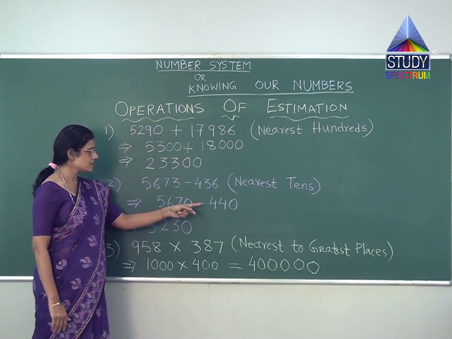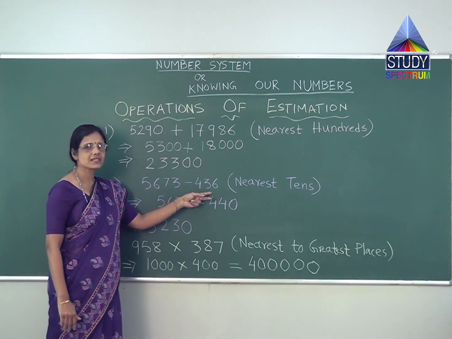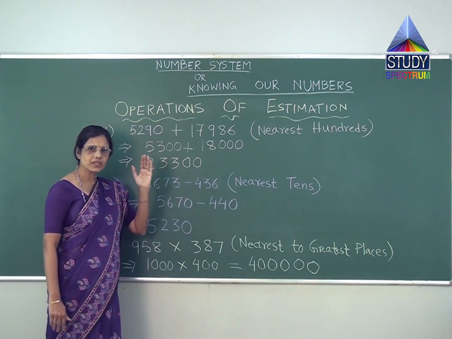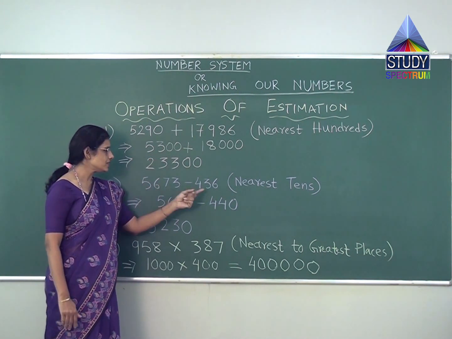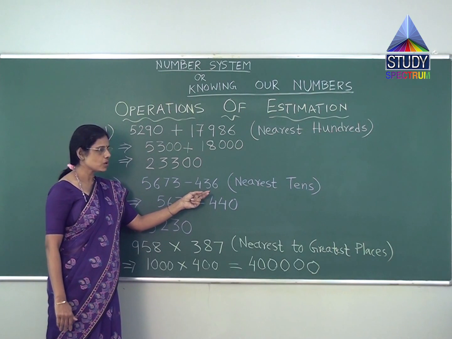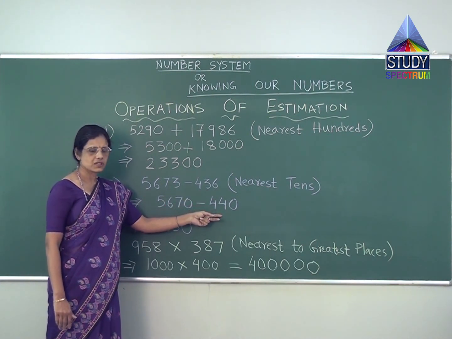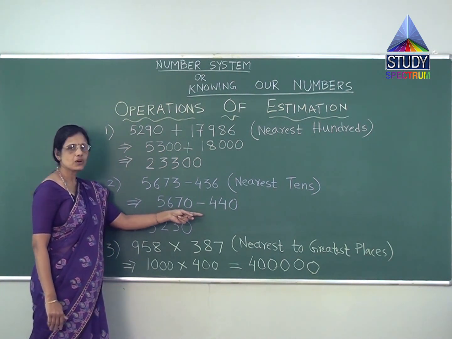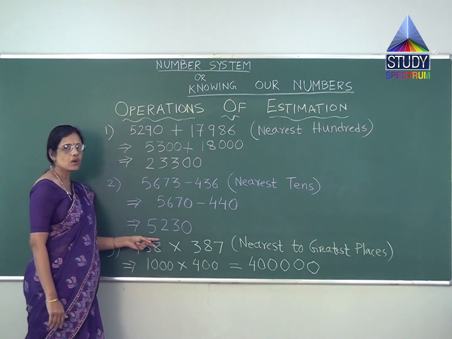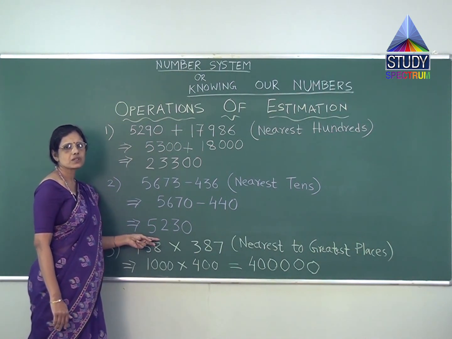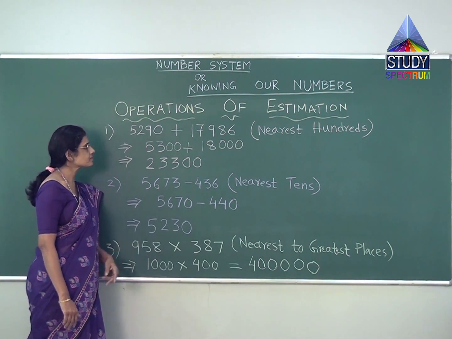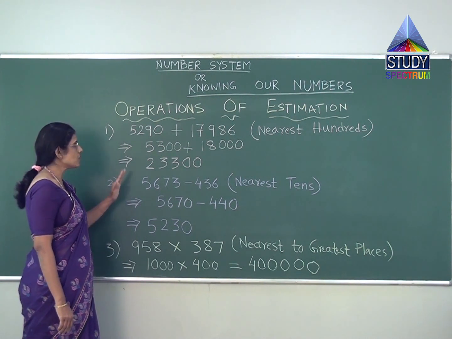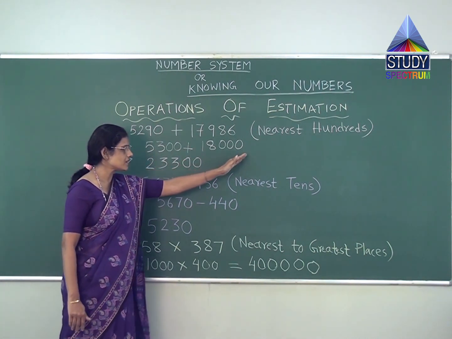Subtract 436. 436 nearest tens. Look at the unit digit. Unit digit is 6, which is more than 5. So we have to add 1 with the tens digit, which gives you 4. So the number comes as 440. Now simply subtraction, the whole number 5670 minus 440 gives you 5,230. So you have seen addition, you have seen the subtraction, which I have specifically told nearest hundreds and nearest tens.